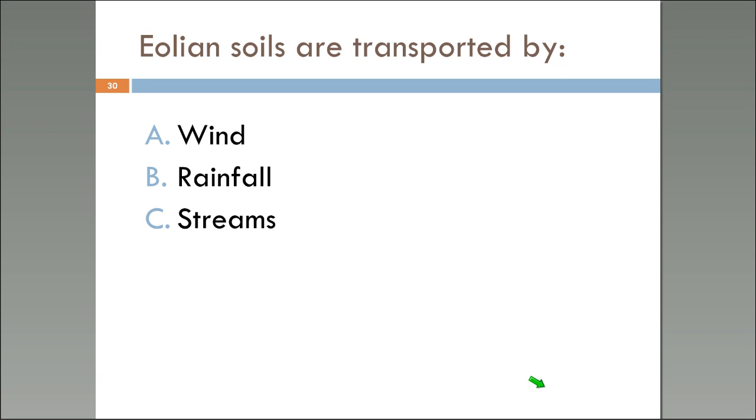So we'll take a break here for our second question. Aeolian soils are those that are transported by A, wind, B, rainfall, or C, streams.